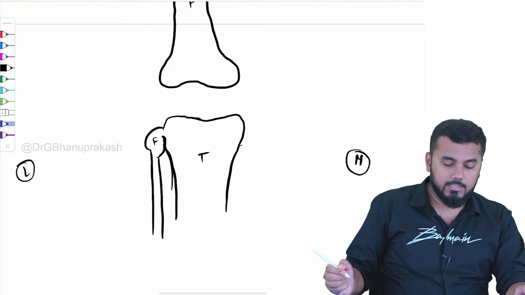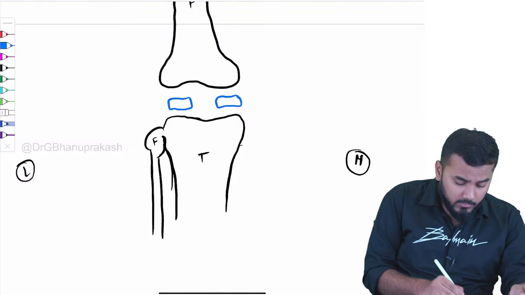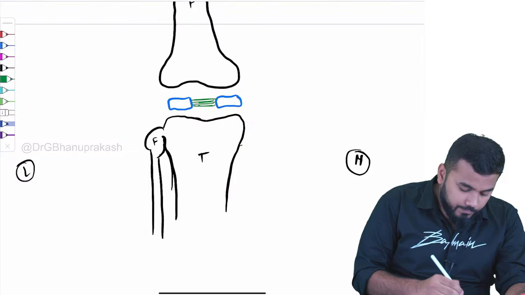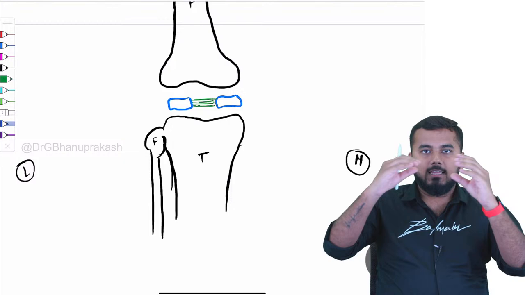All of you know two important things. On the medial side we have got the medial menisci. On the lateral side we have the lateral menisci. These two menisci can slip away. So I'm putting them together with the help of a ligament, which is the transverse ligament. Now, another important thing can happen. Both of them can slip to the right or they can slip to the left, right?